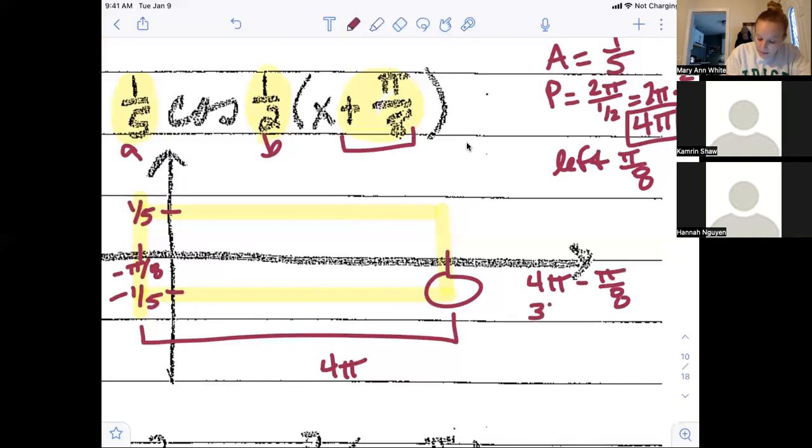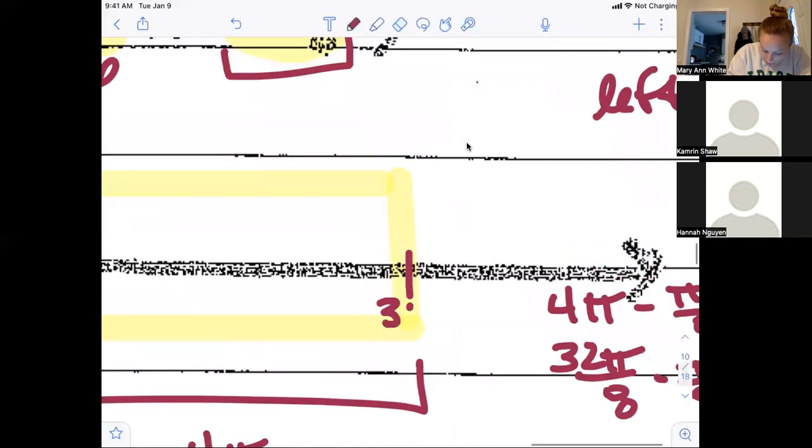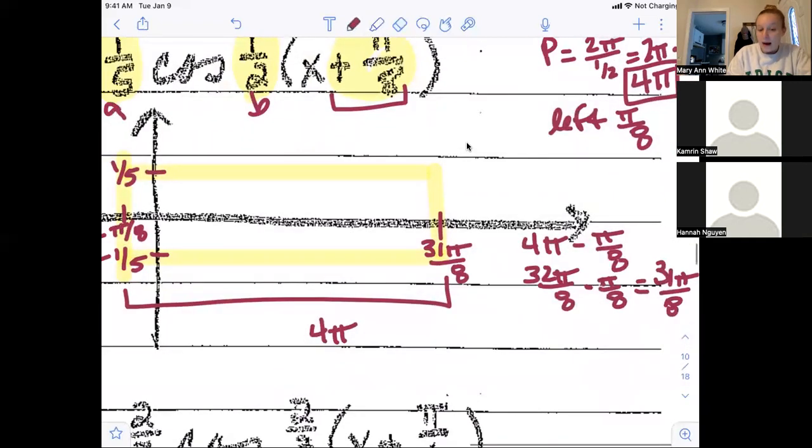4 pi is the same thing as 32 pi over 8, because we know 32 divided by 8 is 4. And then I'm going to minus pi over 8. When I minus that out, 32 pi minus 1 pi is 31 pi over 8. And you don't have to write this out because I'm going to do a lot of these little calculations off to the side. But this last point is now 31 pi over 8. And again, I got that by doing 4 pi minus pi over 8.